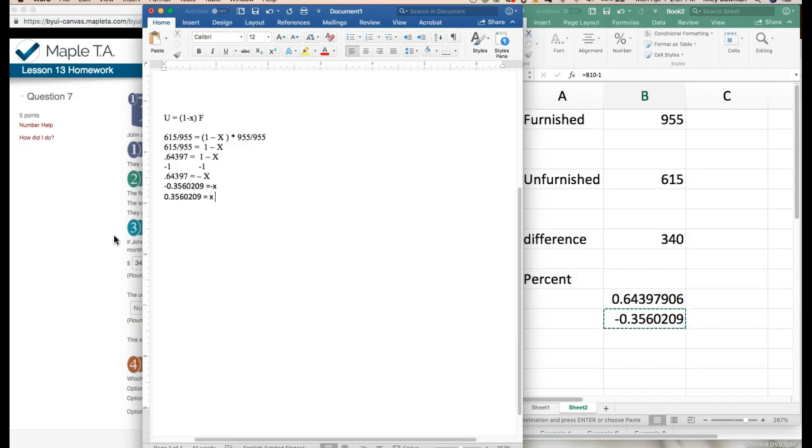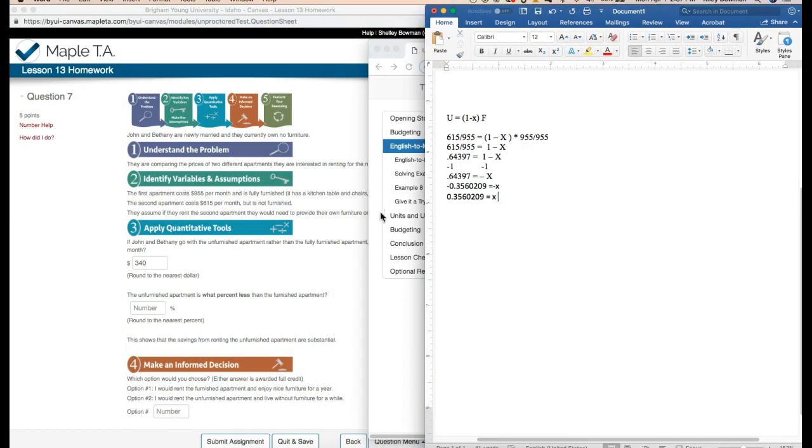And we just need to interpret that as a percentage. So we're going to move our decimal place 1, 2. So we get 35.6029%, and it says round to the nearest percent. So we're not going to go out further than that. So the 6 is going to round the 5 up, so it makes it 36%.